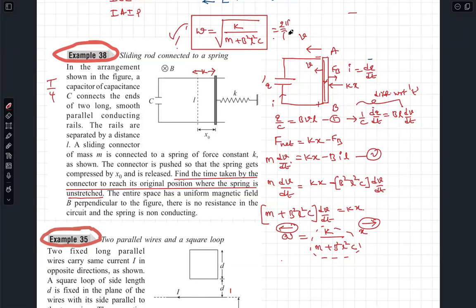Any doubt, please ask me now. Any student? Sir, how T by 4, sir? What is it that they're asking? Find the time taken by the connector to reach the original position. Is it executing SHM or not, first of all? Yes, sir, it is. From here to here, what time will it take? 1/4 of the time period. Yes, sir. Right.